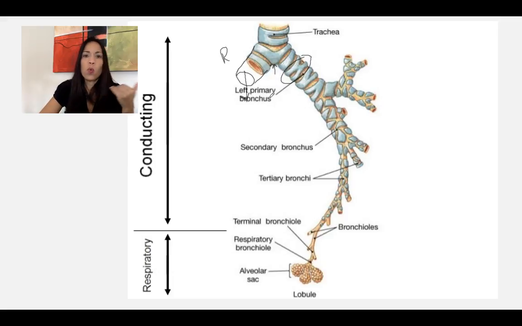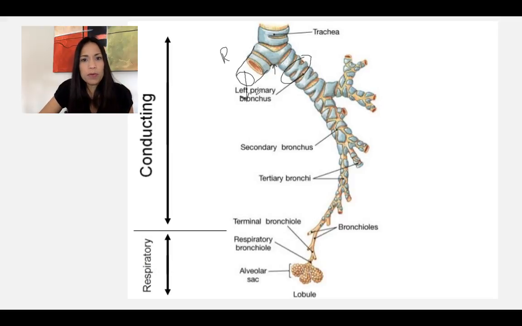This explains why right pulmonary infections are far more common than left ones, because a foreign or accidentally inhaled object or any dust particle will end up mostly on the right side rather than the left, just because of the direction, and it's just easier to get to the right lung than to the left one.